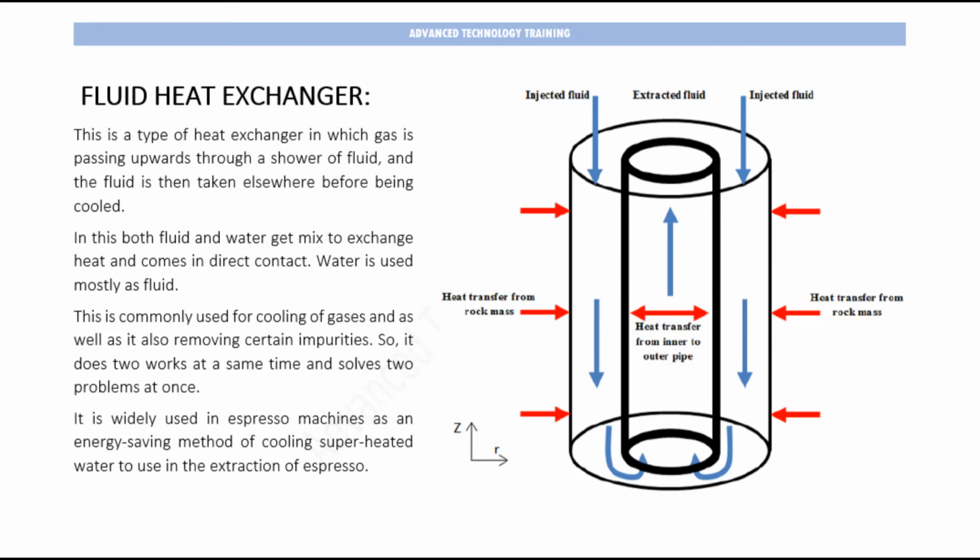Fluid heat exchanger. This is a type of heat exchanger in which gas passes upwards through a shower of fluid, and the fluid is then taken elsewhere before being cooled. In this, both fluid and water get mixed to exchange heat and come in direct contact. Water is used mostly as the fluid. This is commonly used for cooling of gases and also removes certain impurities. So, it does two jobs at the same time and solves two problems at once. It is widely used in espresso machines as an energy-saving method of cooling superheated water to use in the extraction of espresso.